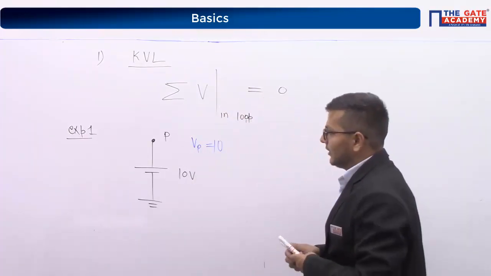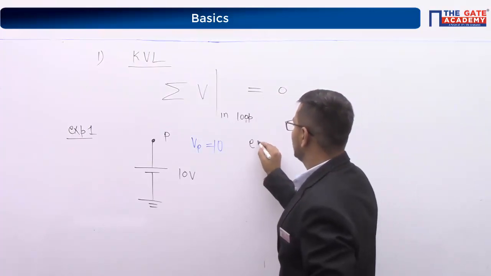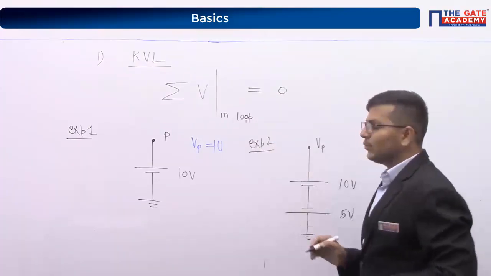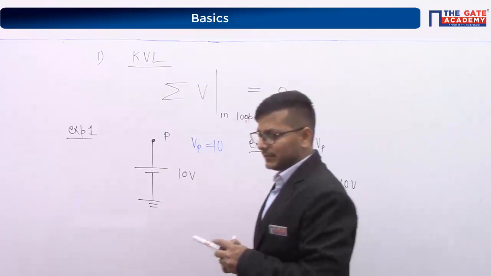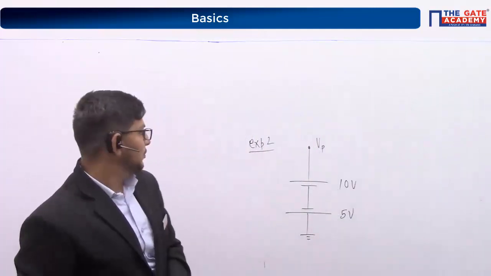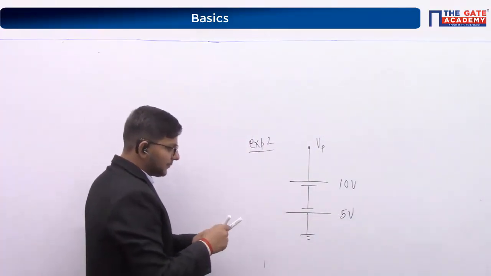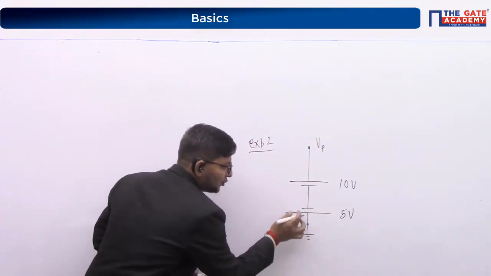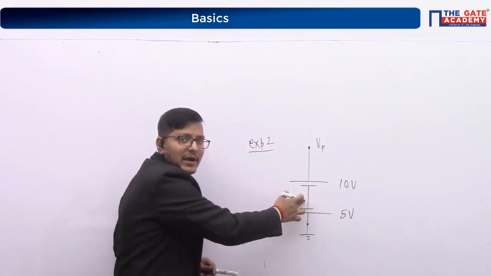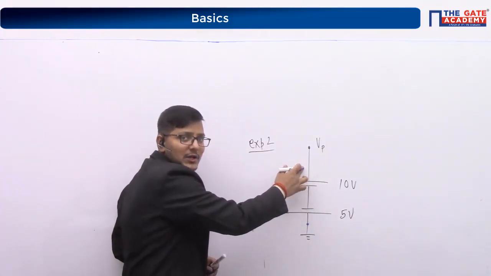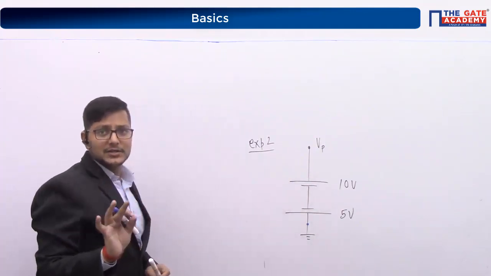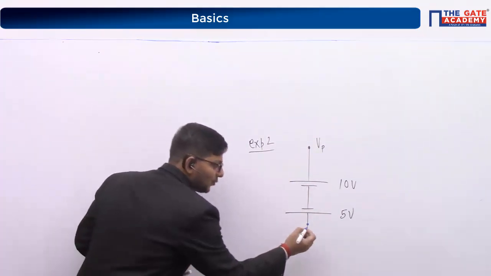Exactly. Now, I am going to take example number 2. What is the voltage at point P? Let me explain. What is the voltage at this point? If you take the negative terminal, then take it as a minus sign. If you take the voltage at the positive terminal, then take it as a positive sign. Understood? Is this point clear?